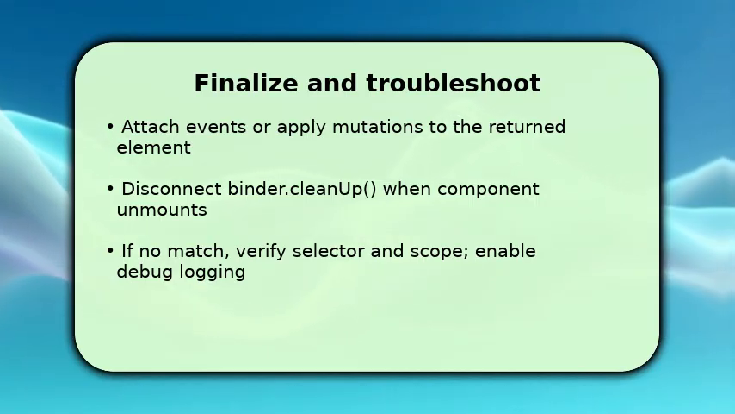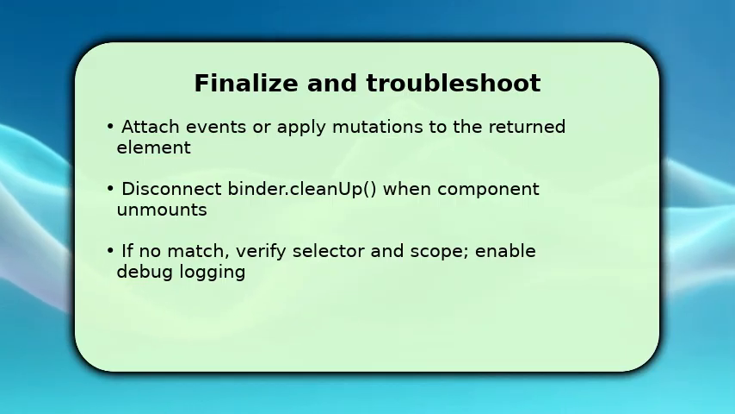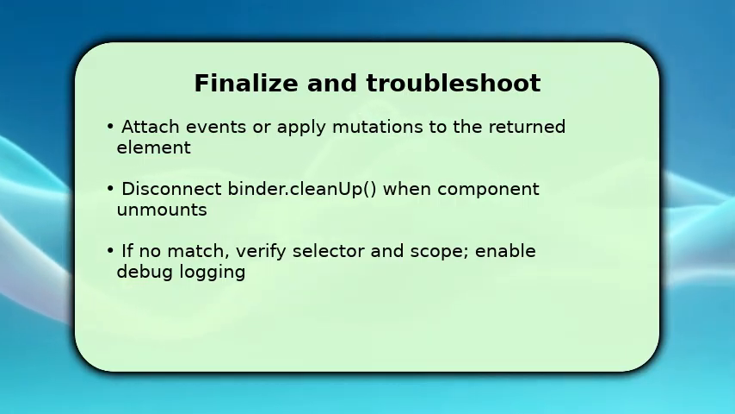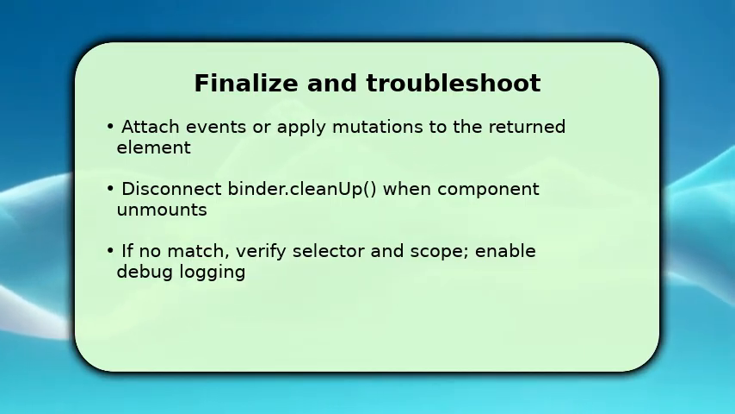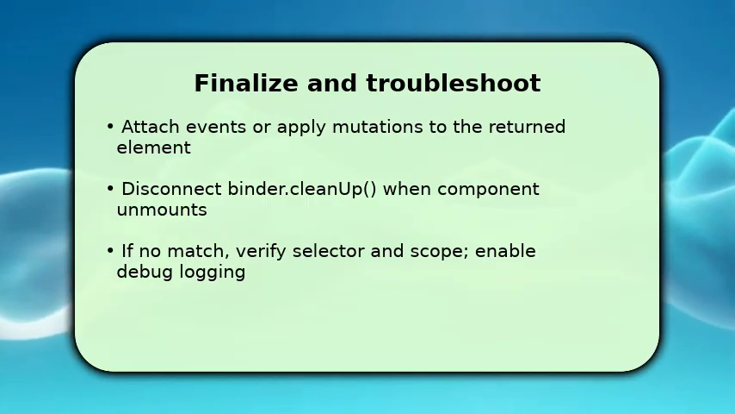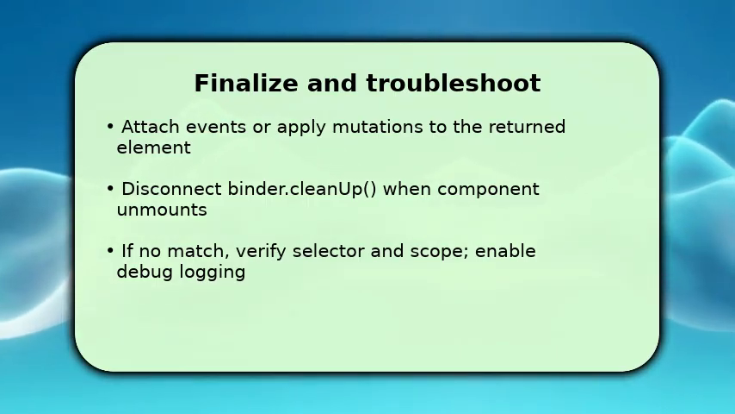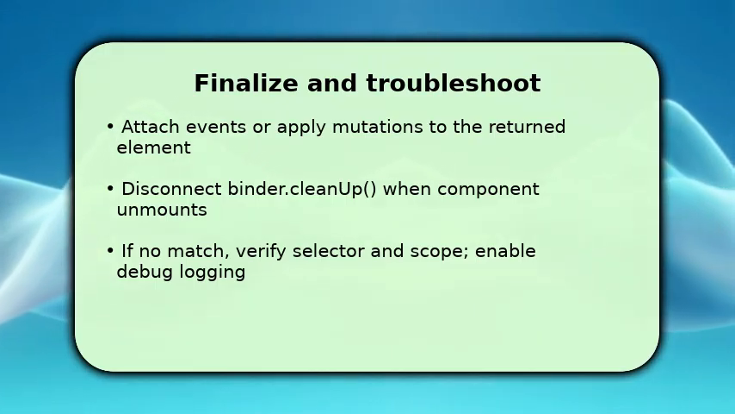When the component will unmount, call binder.cleanup or disconnect to avoid leaks. If you get null or no element, check your selector specificity and ensure the scope element is correct. Sometimes dynamic rendering delays the node. As a quick troubleshooting step, enable debug logging and retry after a short timeout so you can observe selection timing and fix race conditions.